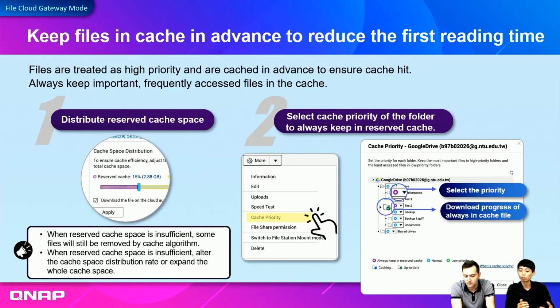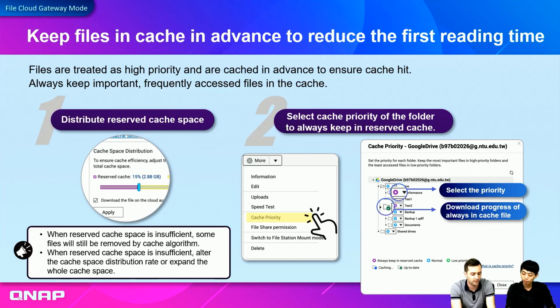You just go to Mount Management, click the cache priority, and select the folder you want to set its priority to always keep in cache. After you set the folder as always keep in cache, the system will start to download the data to the cache, and we will have a download progress. It would be the small green tick right there. You can see that the data is downloading or the data is up to date.